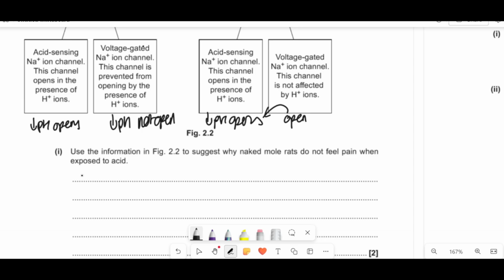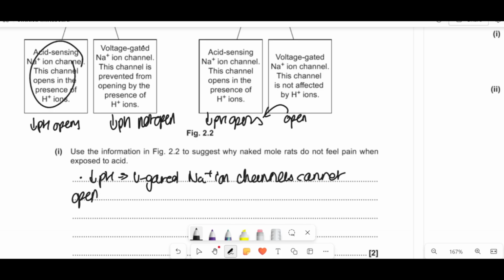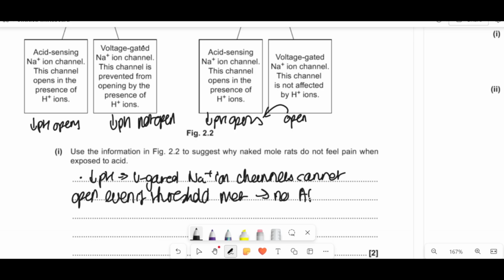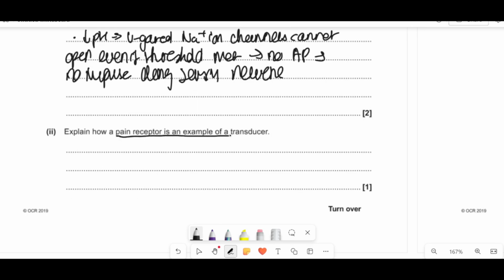So here, in this case, the lower pH means that V-gated, and you can't just say sodium, you have to say sodium ion, Na+ ion channels cannot open. This can still get you a generator potential, remember. It doesn't mean you can't, it's just this can't actually hit the threshold. So they cannot open even if threshold met. Therefore, there's no action potential. There's no impulse along sensory neuron. There you go.